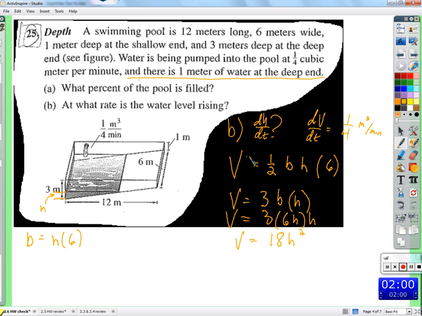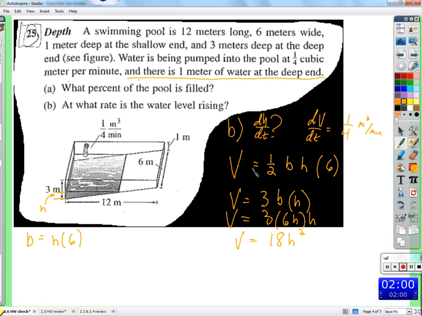So all we did was say, well, they tell me something about the volume, how it's changing. They ask me something about the water level, the height of the water. So if they tell me something about the volume and they ask me something about the height, then I must need to relate them in some way. You've got to find a relationship between the two, otherwise how do we do any math? So we write this first one: the volume of the water, which is given to be only in the triangular part of the pool.